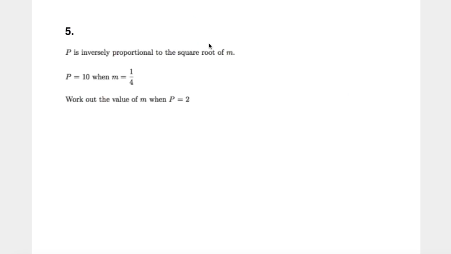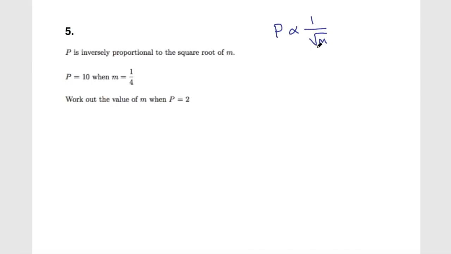Question 5 says p is inversely proportional to the square root of m. p equals 10 when m equals a quarter. Work out the value of m when p equals 2. So when something is inversely proportional, we can use this symbol. So this generally means proportional to, and p will be inversely proportional to 1 over the square root of m.